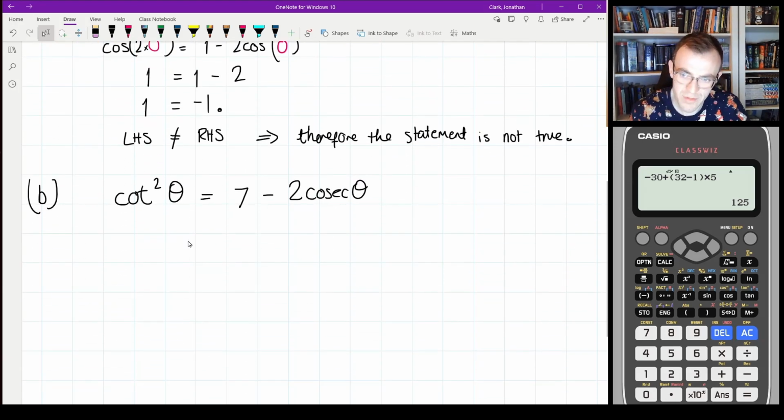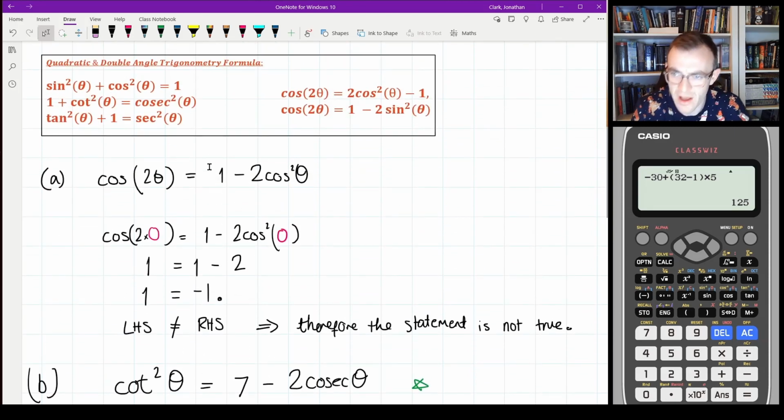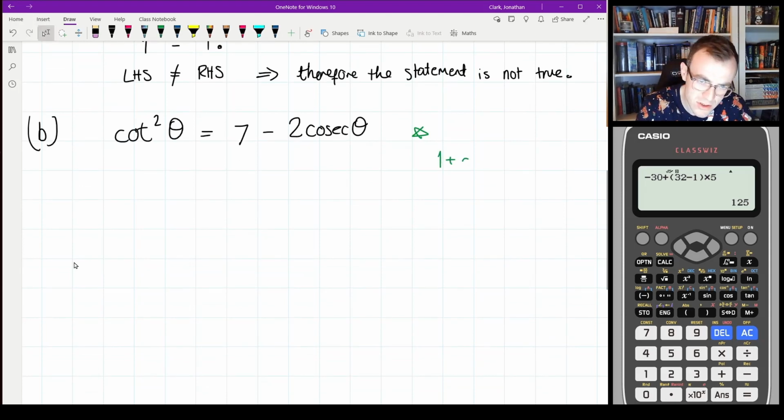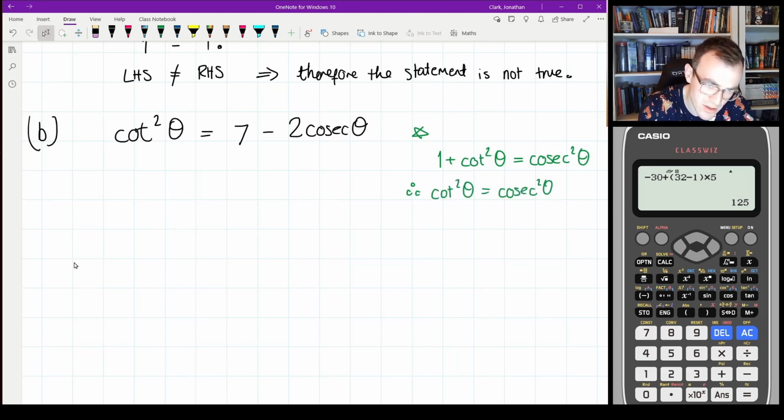Okay, so what I'm thinking is we're going to need to change this equation so that it's all consistently cots or cosecs. Given that we have a cot squared here, and we have an identity involving cot squared, I think we should use this. So let's jot this down. 1 plus cot squared theta is equal to cosec squared theta. Therefore, cot squared is cosec squared theta minus 1. And that's what's going to go in place here.